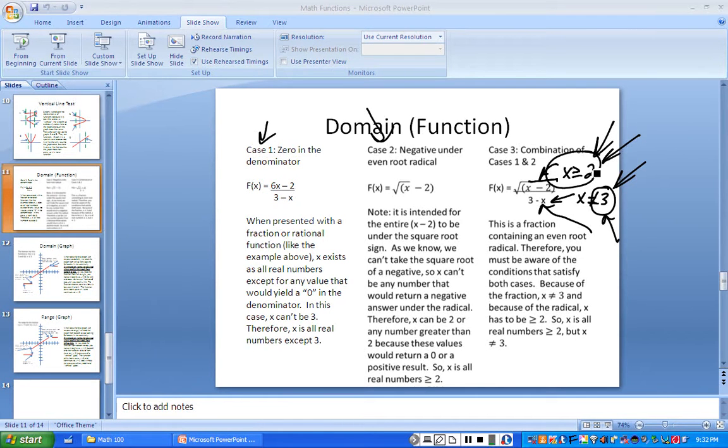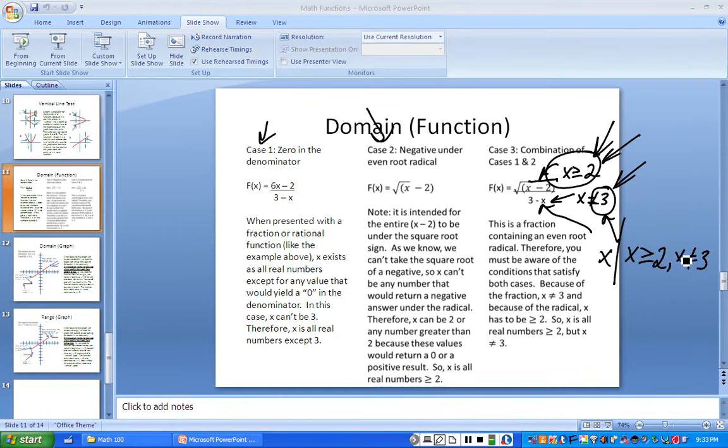So the way we write it is x is all real numbers such that x must be greater than or equal to 2, but x cannot equal 3.